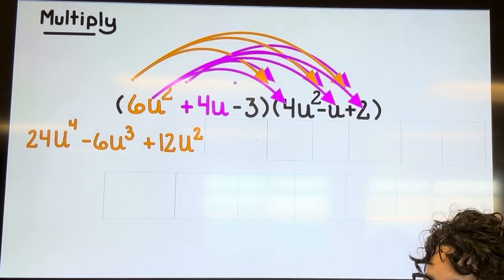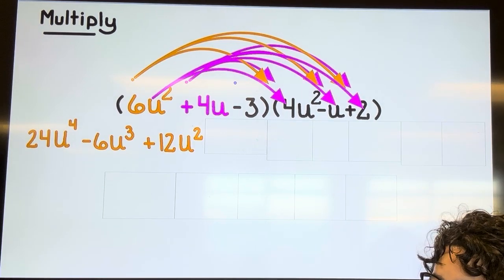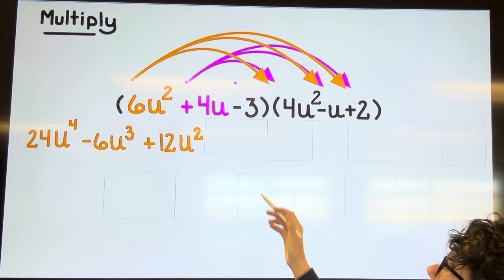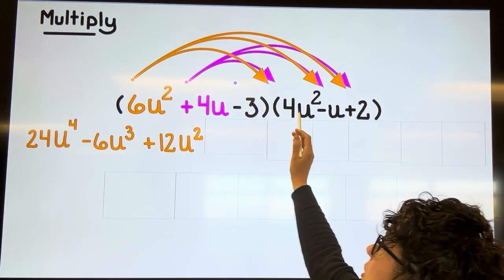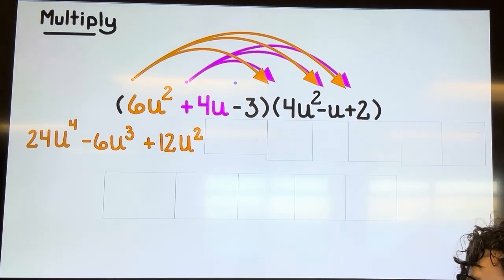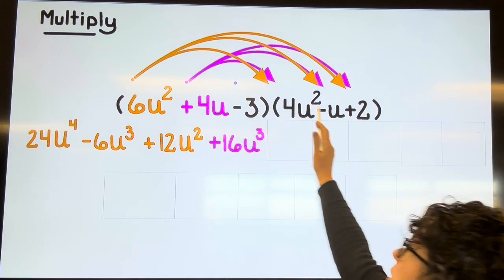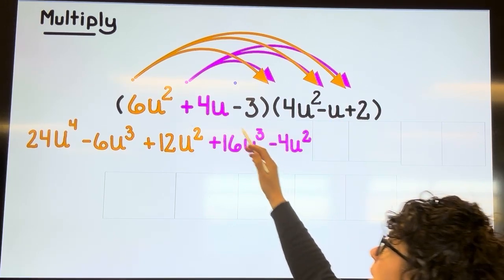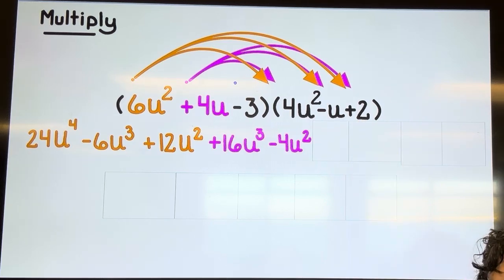So I've got a few extras here. Let me get rid of those. Okay, so I'm going to take 4u times 4u squared, and that'll be 16u to the 3rd. 4u times negative u is negative 4u squared, and 4u times 2 is 8u.